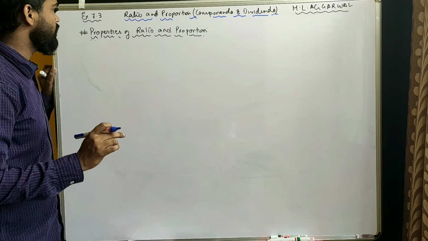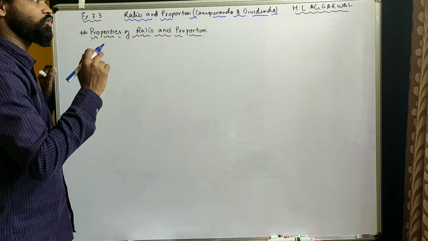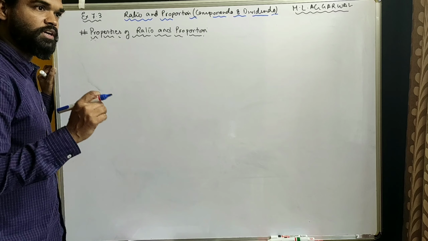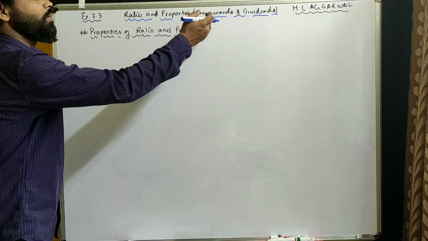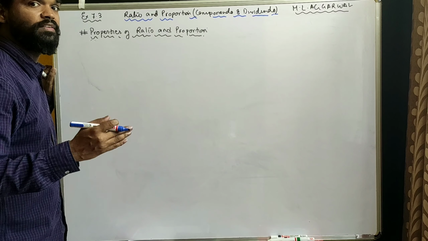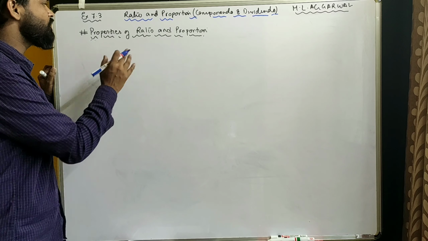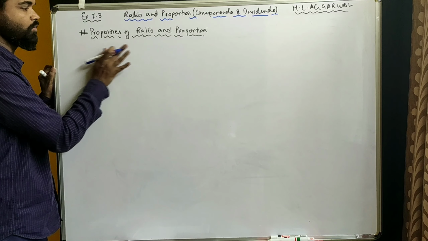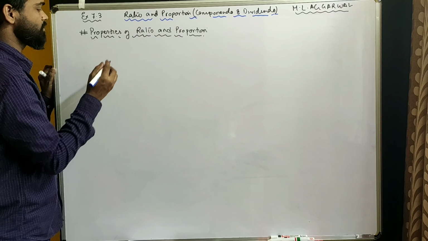Hi class, today we'll discuss exercise 7.3 of ratio and proportion, which is based on certain properties. One of the most important properties is componendo and dividendo. Let us first look at the properties before starting this exercise.